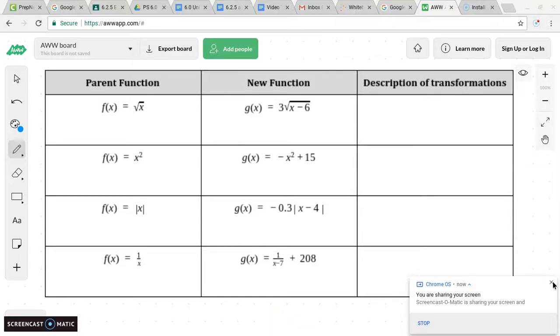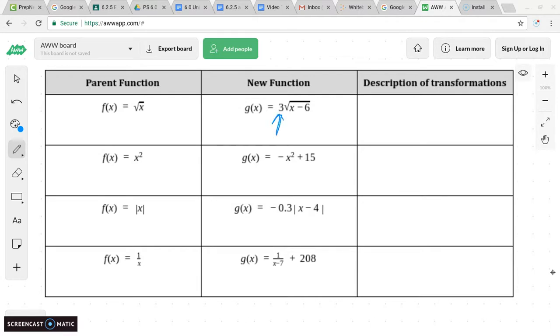All right, so we're going to go through a couple examples that are in the note packet. This is the 2.0 section, so we have to describe the transformations that are occurring. And so we have our parent functions, which are our original functions, and then the new functions, and we want to describe what's going on. So for this very first one, one of the things that we have to talk about is this 3 right there.